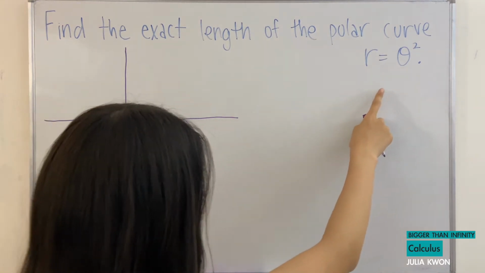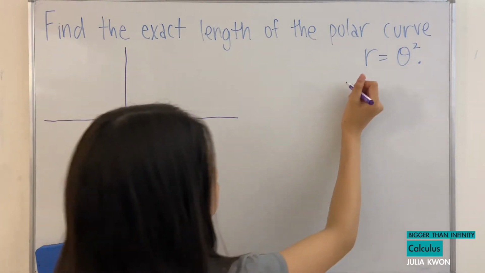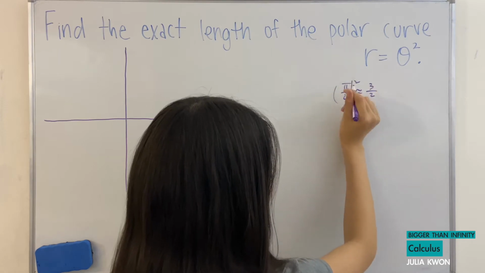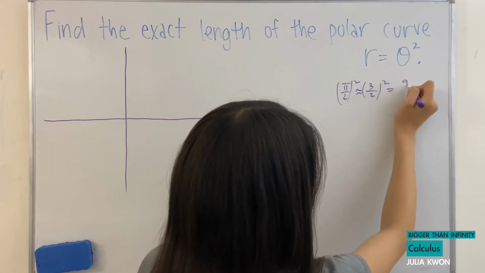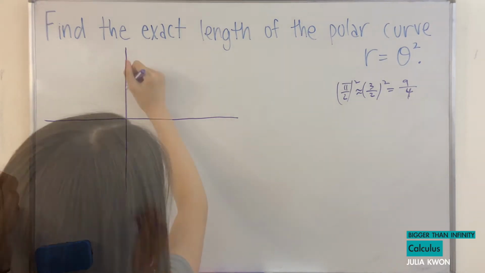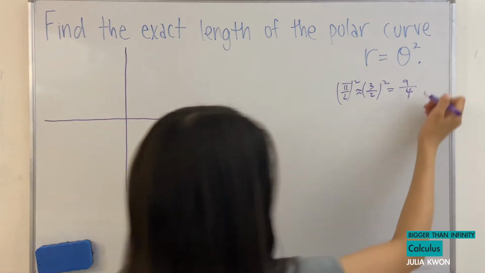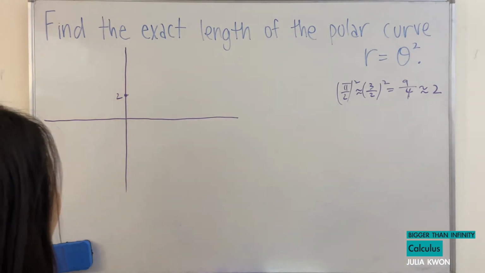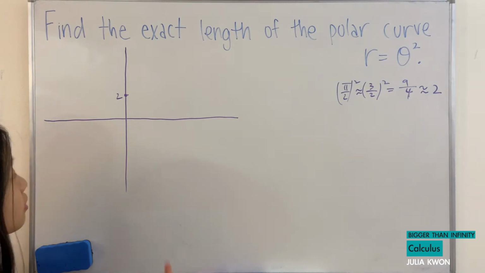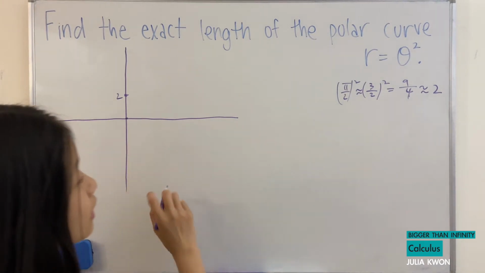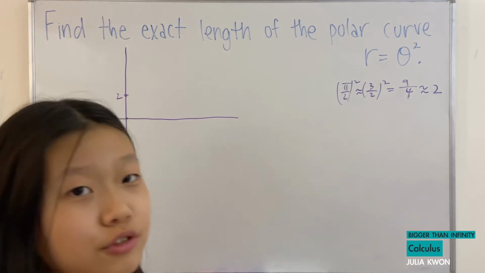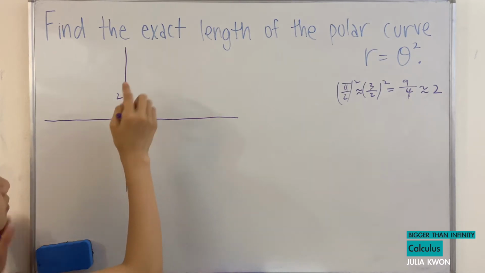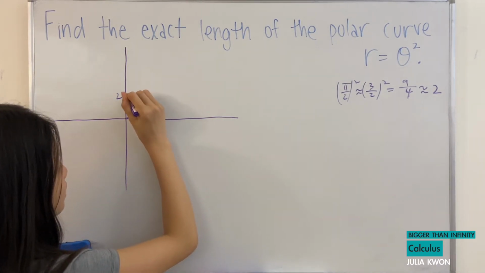So when theta is pi over 2, it's approximately 3 over 2, and if we square this, we have 9 over 4. Let's just say that this is approximately 2. And when theta is 0, of course r is 0. And as theta gets larger and approaches pi over 2, the radius will also get larger and approach 2. So it'll connect kind of like this.